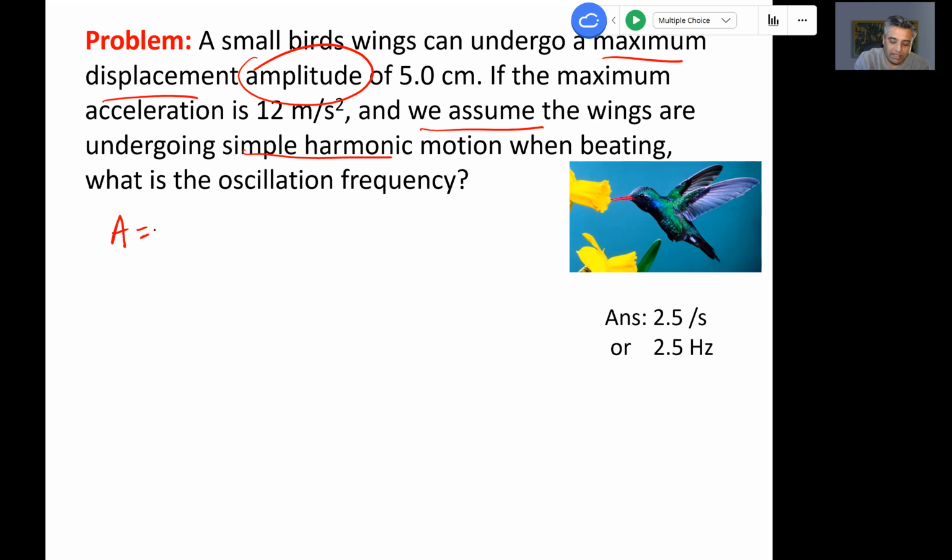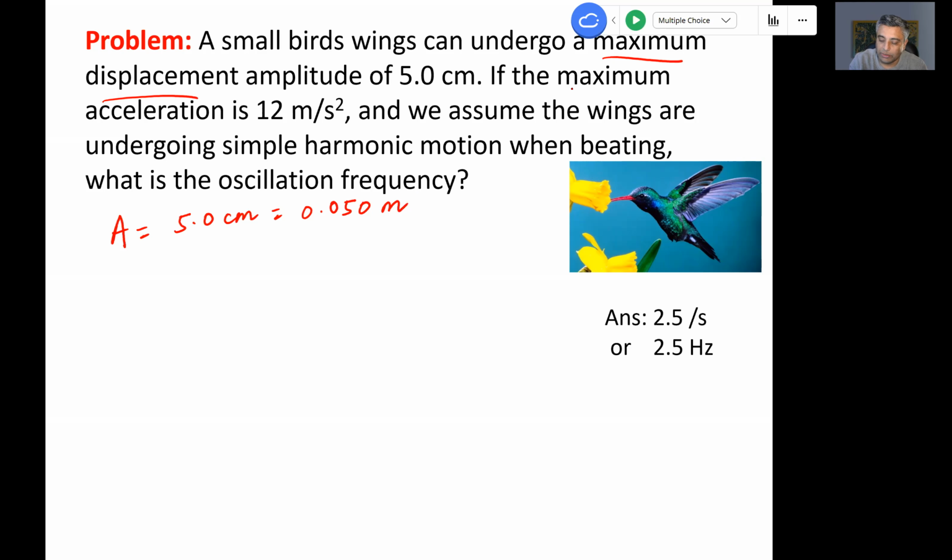And we denote that by uppercase A. Our book uses uppercase X. That makes sense because position and maximum. But A for amplitude is more standard notation. So that's why I like to use that, okay? This is given in terms of meter over second squared. So let's convert this into meters as well. To convert centimeters into meters, we need to divide by 100. So it looks like that's how many meters it's going to be, right?